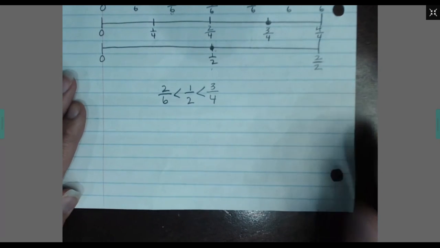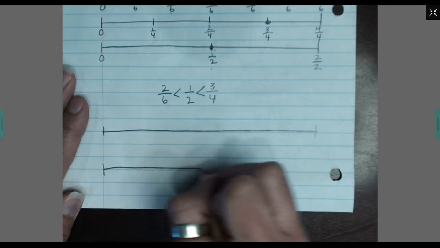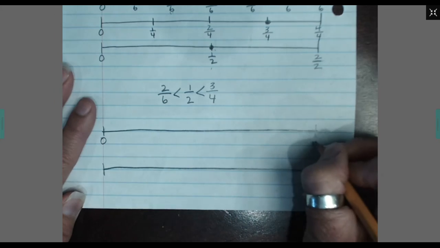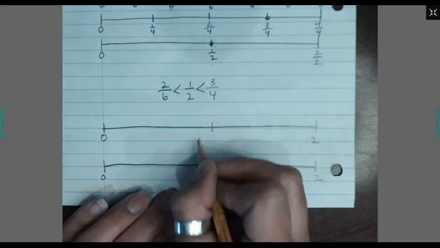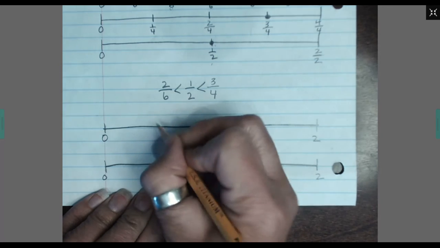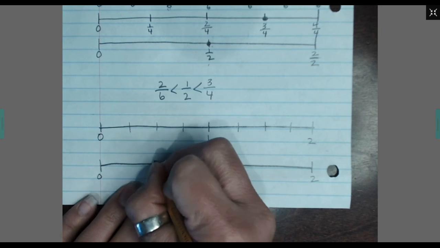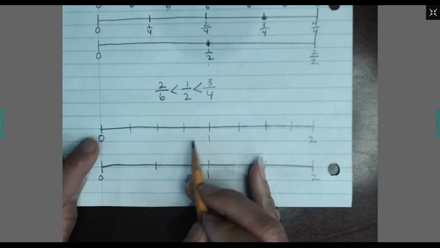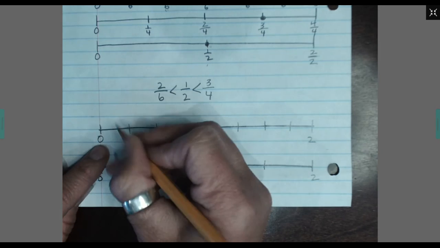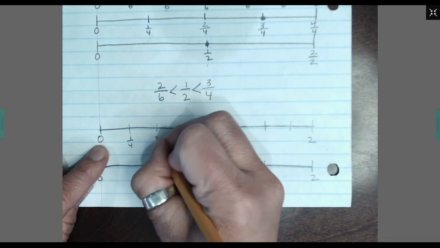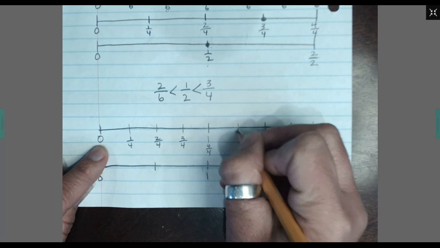Let's take it a little bit further. What if I have a number line that goes from 0 to 2? This number line is split into fourths, and this number line is split into halves. So my 1 whole is what's split into fourths. 1/4, 2/4, 3/4, 4/4.